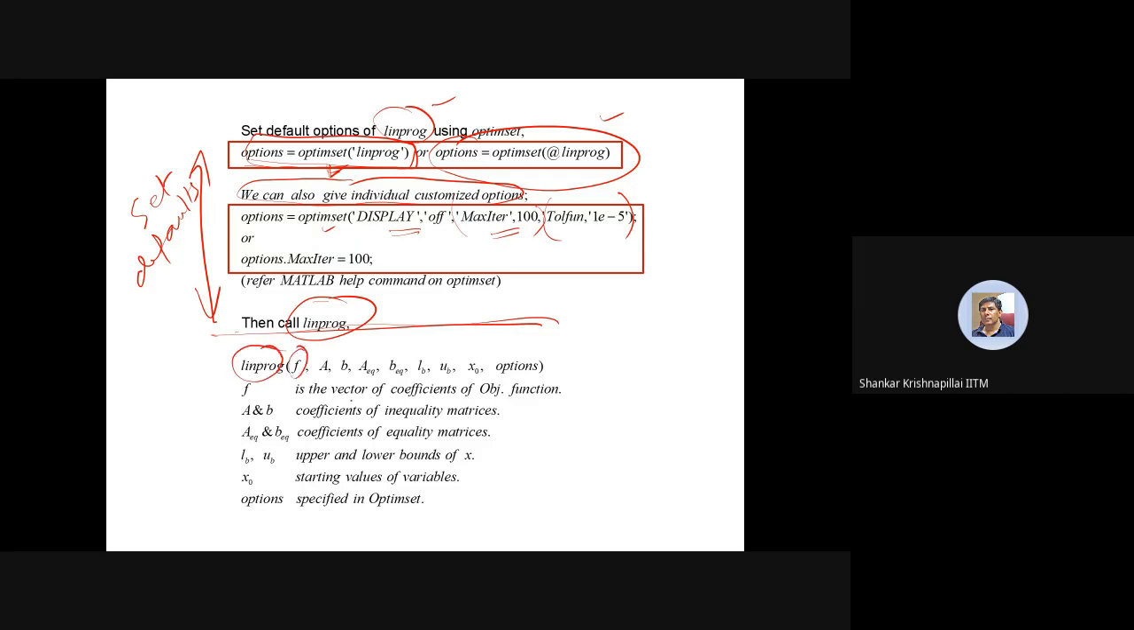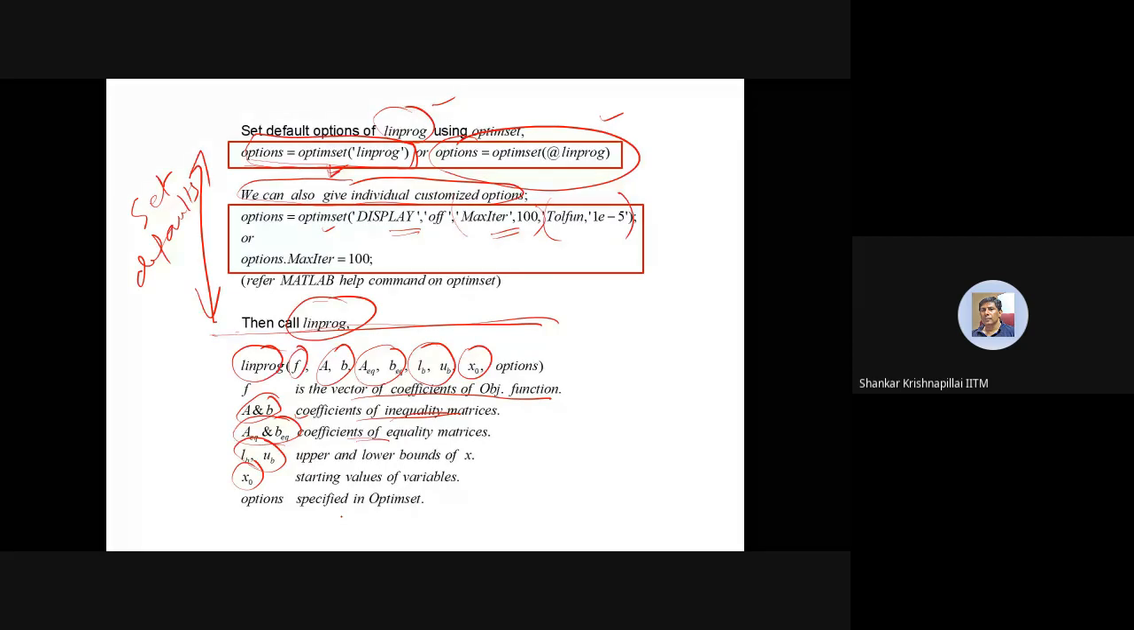The f is the vector of coefficients of the objective function. A and B are the coefficients of the inequality matrix. The A equality and B equality are the coefficients of the equality matrices. And LB, UB are the lower bound and upper bound of all the variables. X0 is the vector of starting values. Usually, as you saw in all our previous algorithms, the user will give a starting value. So this is those starting values.